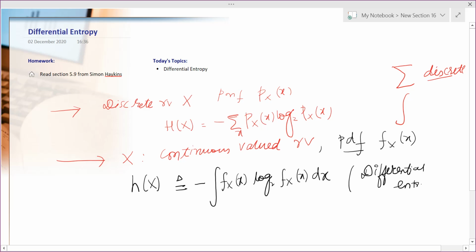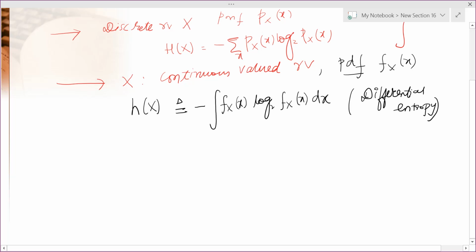Okay, nice. Now here is a very important result about differential entropy. But before that, we can equivalently define relative entropy or KL divergence for the continuous case also.